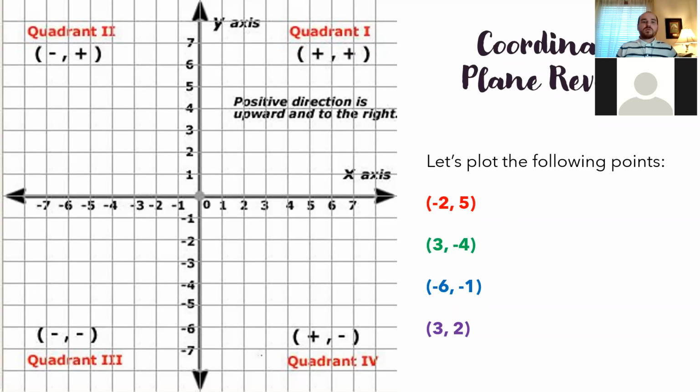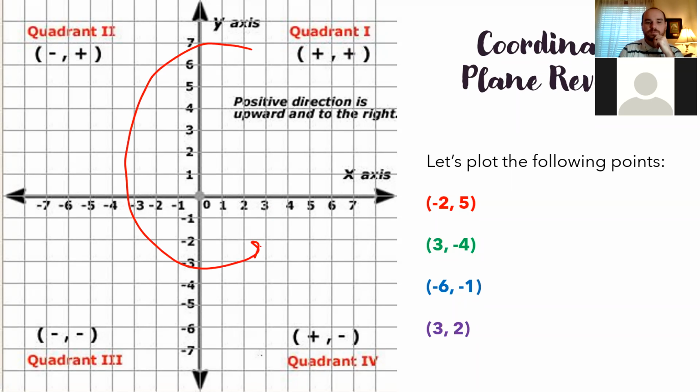So let's review coordinate planes really quick. So hopefully you guys all know this is a coordinate plane. We've got two major axes. There's the y-axis, which is the vertical one. There's the x-axis, which is the horizontal one. And then it divides into four quadrants. So we've got quadrant one up in the top right. The quadrants go in a counterclockwise direction like this.